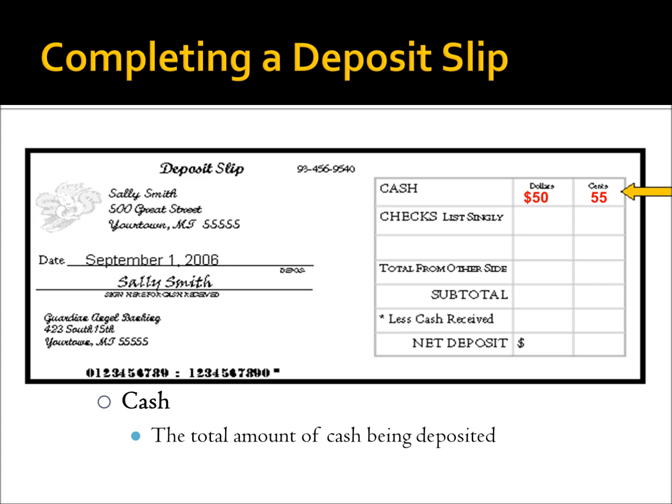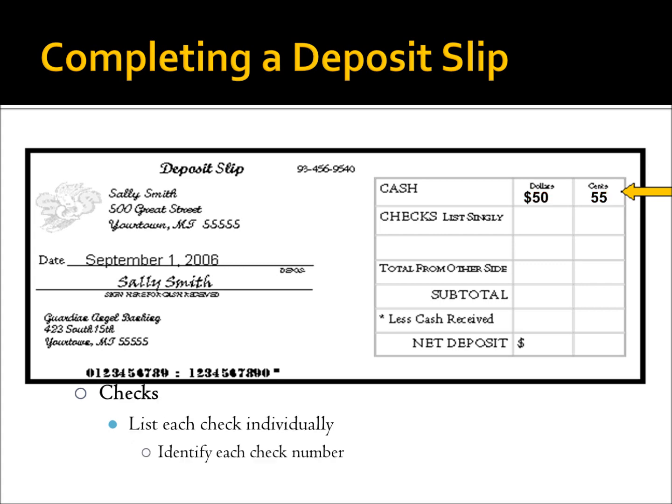Okay, on the upper right corner of the deposit slip, we have a place to write any cash that we're depositing. In this example, Sally Smith is depositing $50.55 of cash. On the next row down, we have an area to list any checks. Now, on deposit slips, you may or may not have enough room on the front to list all checks that you're depositing. In this example, we only have room to list one check. So, to do this, you list the check number on the left column, and then you write the amount on that check. So, if Sally Smith is depositing one check for $154.01. But what happens if she wants to deposit more checks?